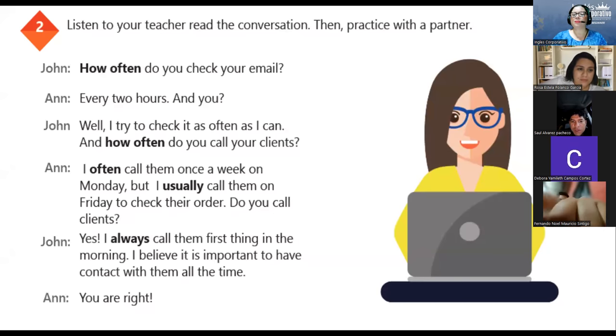How often do you check your email? Every 2 hours. And you? Well, I try to check it as often as I can. And how often do you call your clients? I often call them once a week on Monday, but I usually call them on Friday to check their orders. Do you call clients?